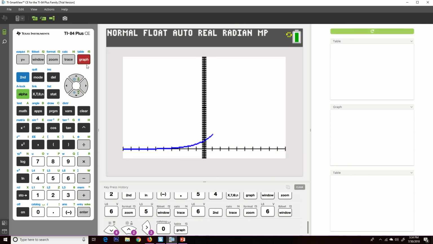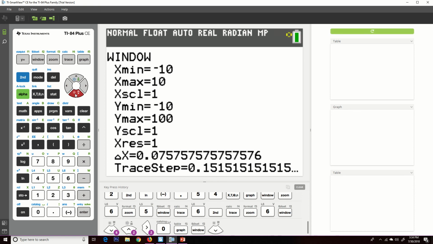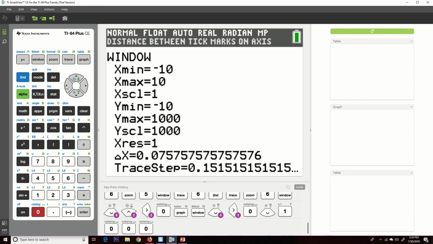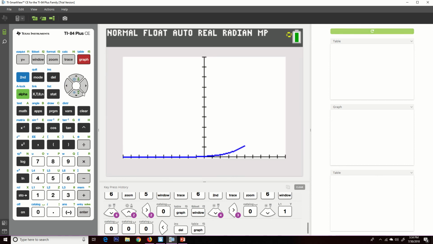and I hit graph, it's still going up. All right. Well, it's still going up real fast. Let's make it maybe 1,000. And let's change the scale so I don't have so many tick marks. Let's make it 100 there. And I hit graph. And now I see it starting to come up.